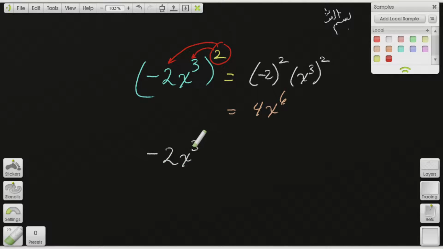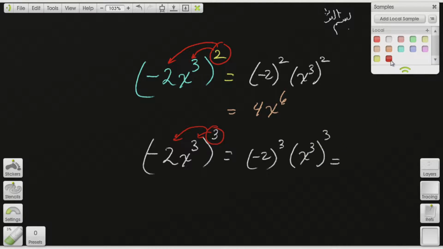Negative 2x cubed, all cubed. See the same thing here. You distribute the 3 both to the negative 2 and the x. So this becomes negative 2 cubed times x cubed cubed. Now negative 2 cubed, be careful, is negative 8, because it's negative 2 times negative 2 times negative 2. Right? It's negative 8. And x cubed cubed is x to the 9th. So this is a third rule.